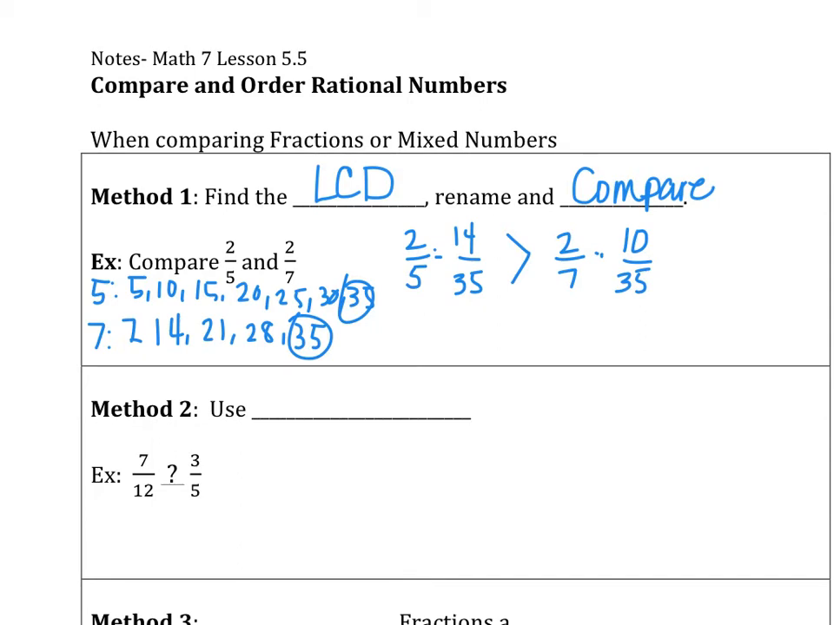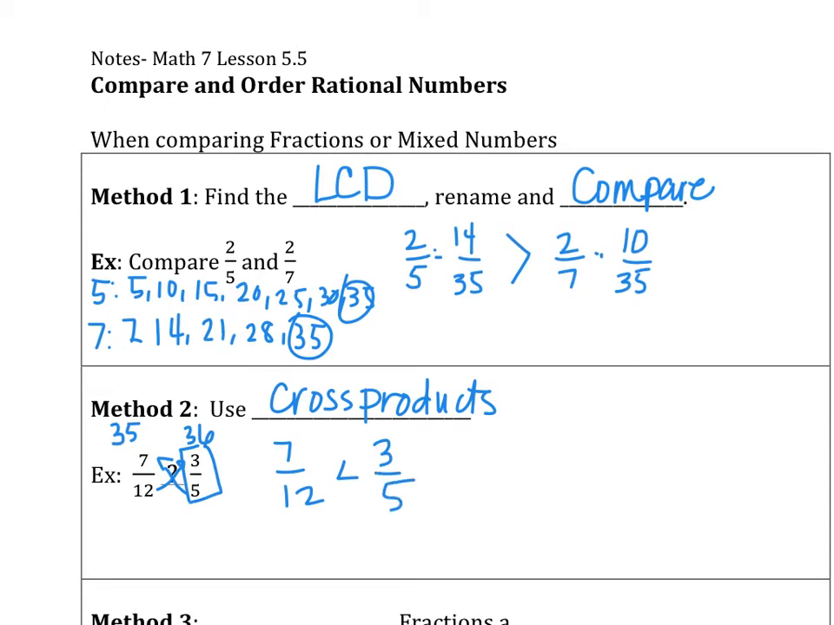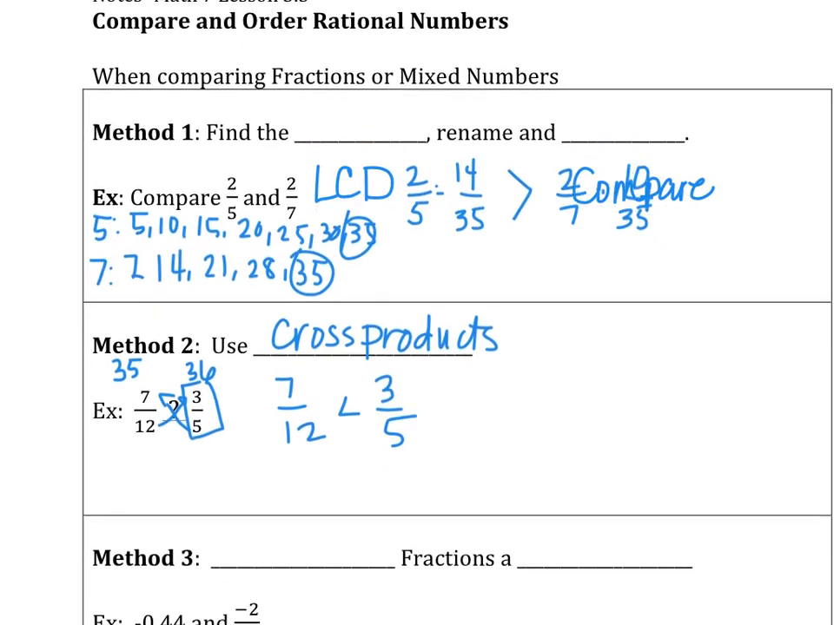Another method is to use cross products. So if we have 7/12 and 3/5, then we want to cross multiply. 5 times 7 is 35. 12 times 3 is 36. That means this one is going to be bigger. So it would be 7/12 is less than 3/5. I think that doing cross products is usually the easiest way to do it, in my opinion.